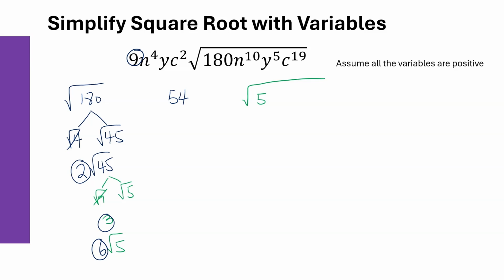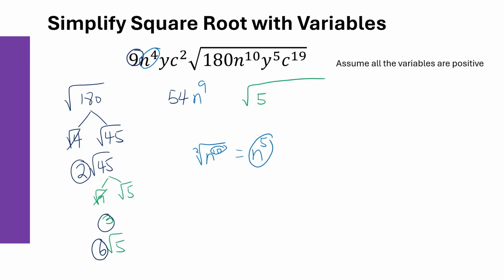So for the variables, all you have to do is you want to know, for example, for n to the 10th power, there's an invisible index number of 2 for the square root. So all you have to do is take that exponent and divide it by 2. Or 10 divided by 2 is 5 evenly with no remainder. So now all you have to do is take n to the 5th, multiply by n to the 4th, which is also outside the square root. And when you multiply, add the exponents. 4 plus 5 is 9.